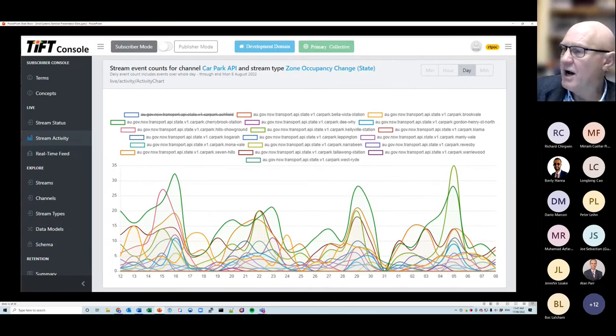And finally here, event counts for car park occupancy over four full weeks with the weekly activity patterns evident. And since these are streams of events that correspond to occupancy changes, this is effectively a display of the activity level of the car parks themselves. The exchange doesn't attempt to provide analytics since that'll be highly dependent upon the data itself, but these are management views for users of the exchange.